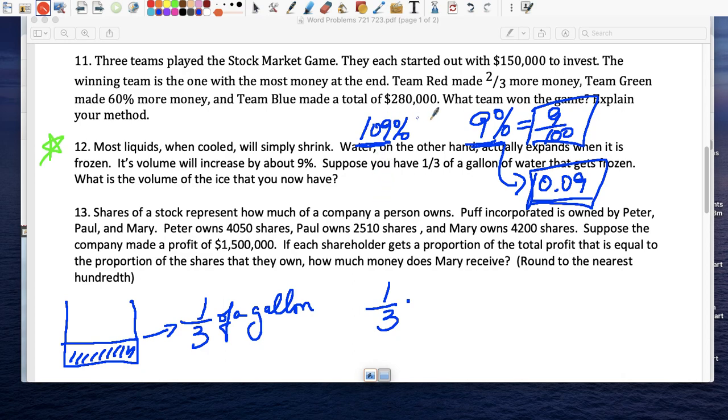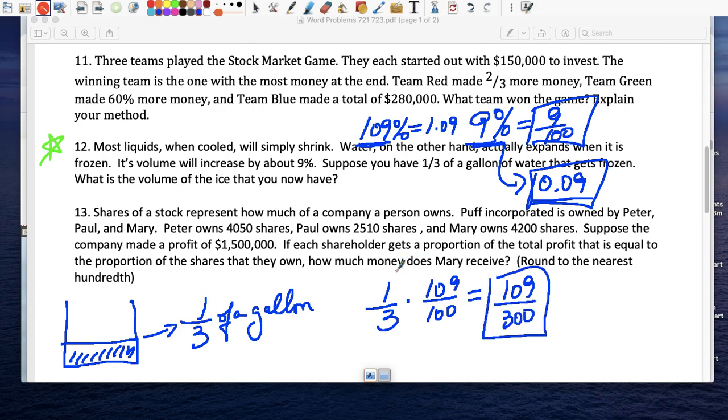And 109% as a decimal is 1.09, and then if you change that to a fraction, it becomes 109 over 100. Okay, so your final answer, and there's not much to do here, is this. Notice that this is a little bit more than 1/3, right? That's it.